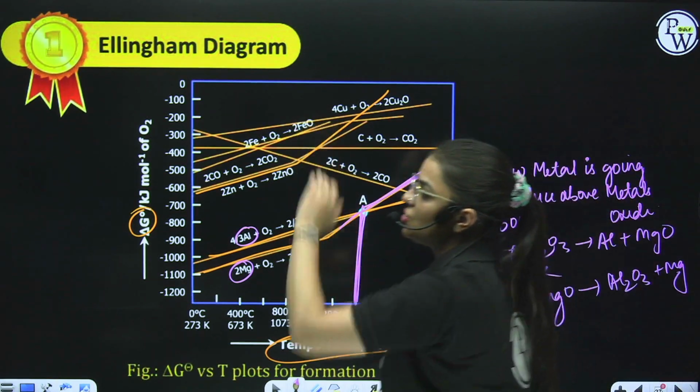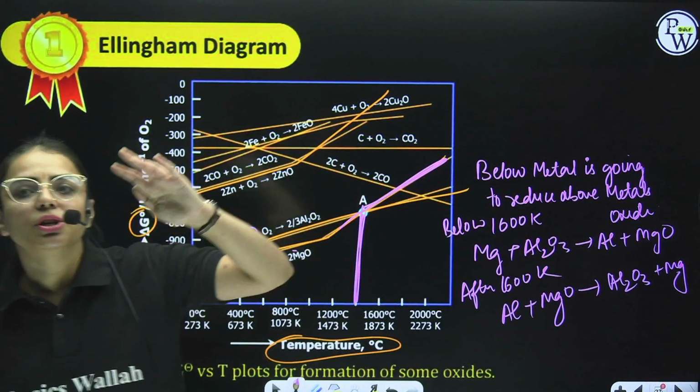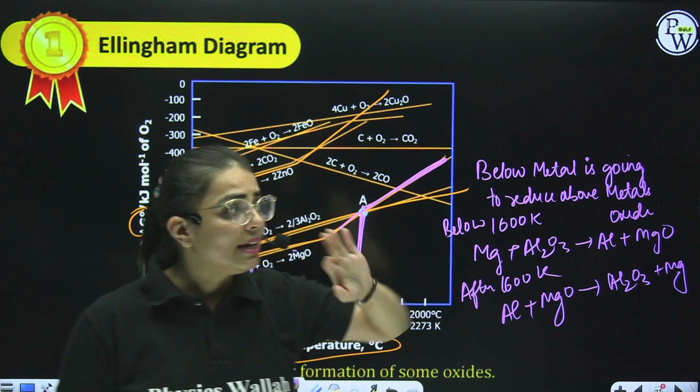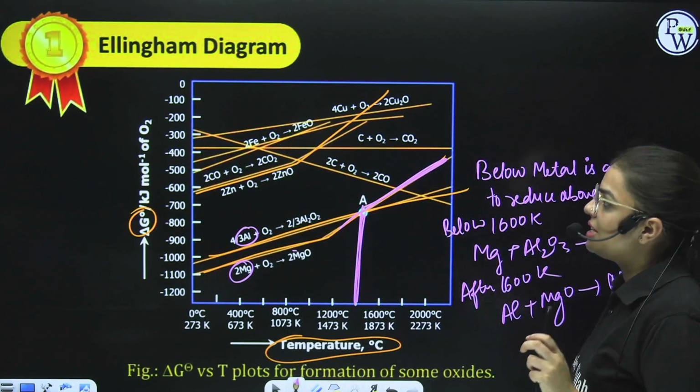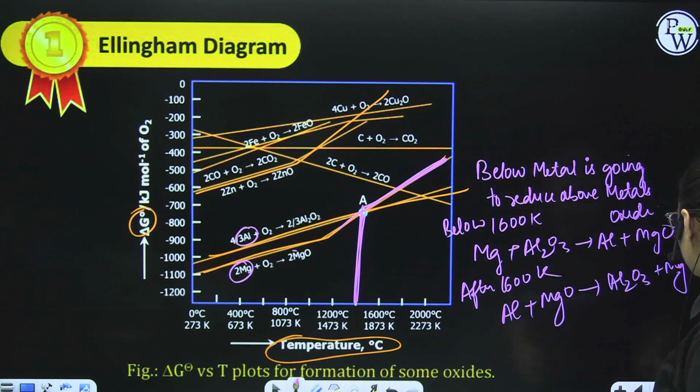So in all of these reactions, you have to see this only: the lower metal is going to reduce the oxide of the higher metal. Very simple thing, students. Do remember this. It is very, very easy. Let's move on to the next part now. Let's understand this in detail.